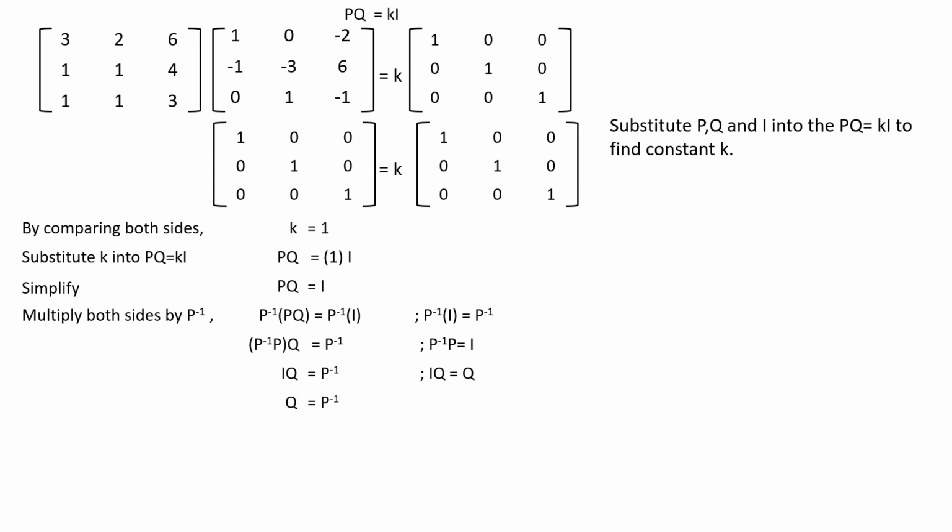Rewrite again the equation and make the inverse matrix of P the subject, where the inverse matrix of P equals matrix Q. Next, substitute the matrix Q, where the inverse matrix of P equals 1, 0, negative 2, negative 1, negative 3, 6, 0, 1, and negative 1.